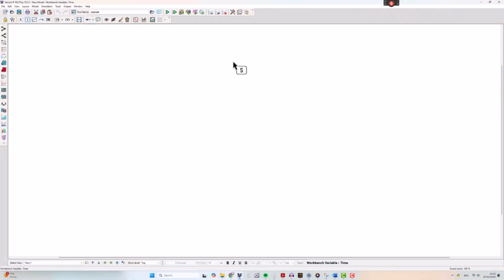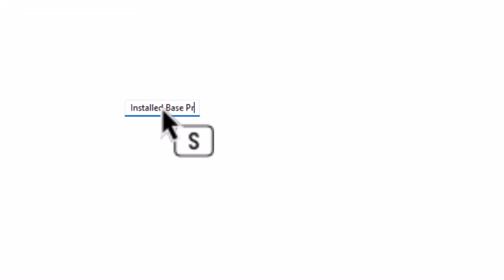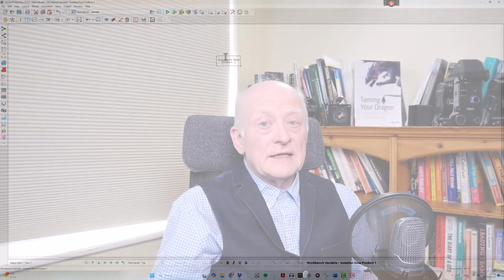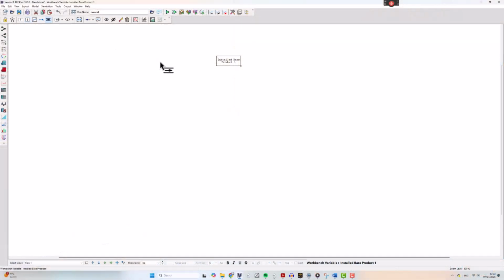Now, the first thing we'll do is add a stock to represent the number of customers out there using Product 1. This is the installed base. Now, you'll see it has a box around it, which means in the model it's a stock. Next, we need to have a way of increasing that stock. This is the sales of Product 1. The more we sell, the more is in the installed base. So we'll add a pipeline to represent the sales.